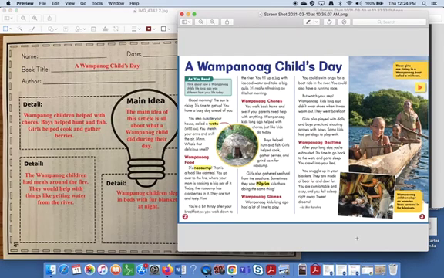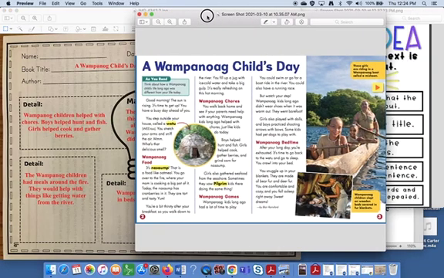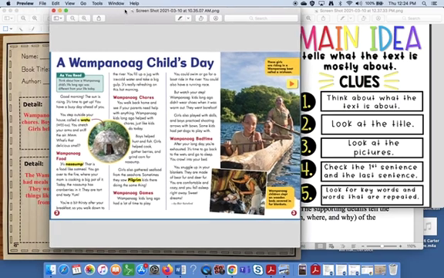I want to think about what the text is about, and I'm going to look at the title. It says A Wampanoag Child's Day. Then I'm looking at the pictures. They're going in a canoe. There are pictures of them going to bed. Then I'm going to check the first sentence and the last sentence.